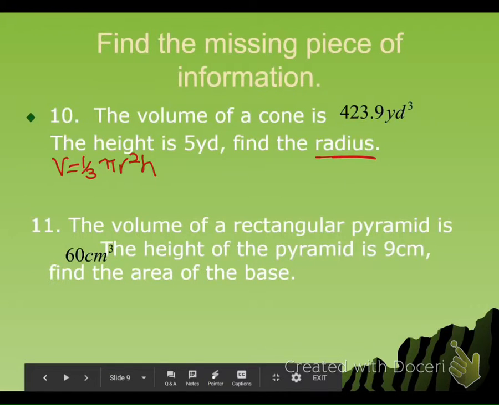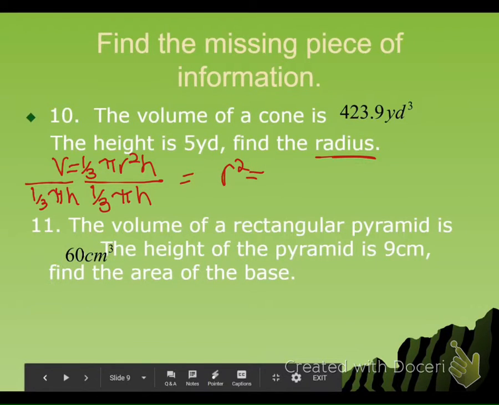Okay, and we want to find the radius, so how do I get r by itself? What do I divide by? We want to get r by itself, so we have to get rid of our 1/3, our pi, and our h. So we're going to divide each side by all of those: 1/3 pi h. So now I have r squared equals.